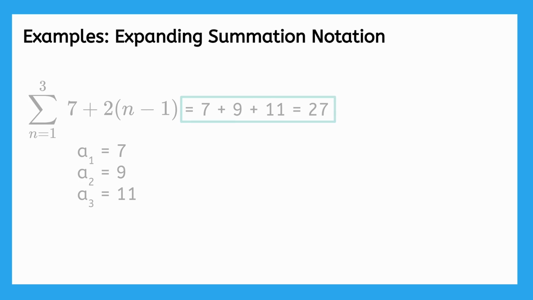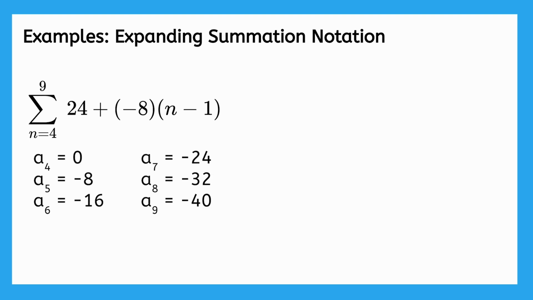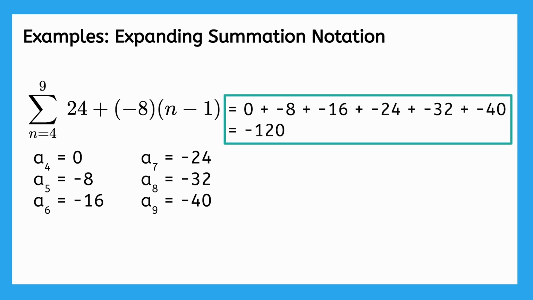For number 2, note that the lower limit is not 1. This sum will start with the 4th term and end with the 9th term. Here are each of those terms. Check them and make sure your work matches up. The sum of these terms is negative 120.